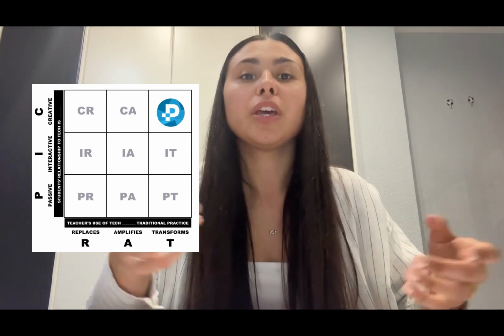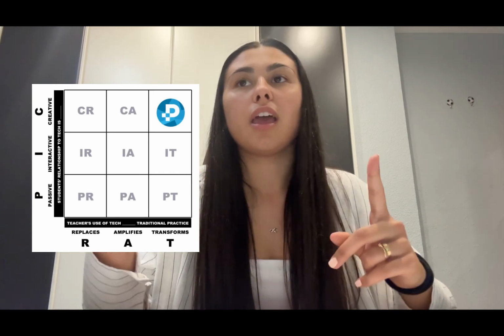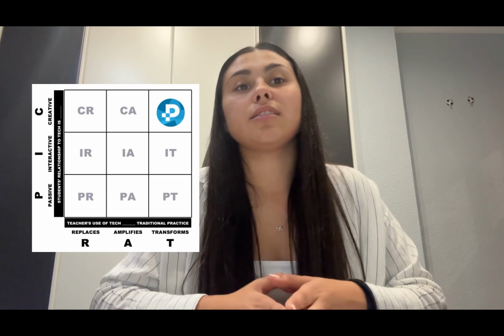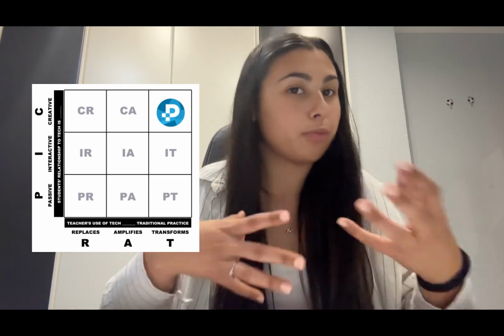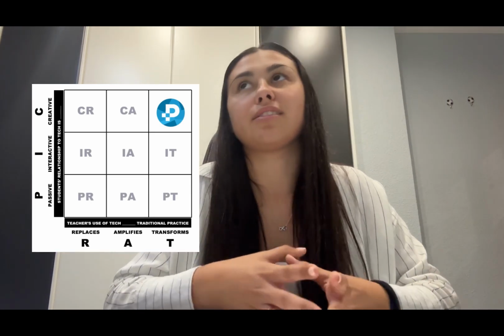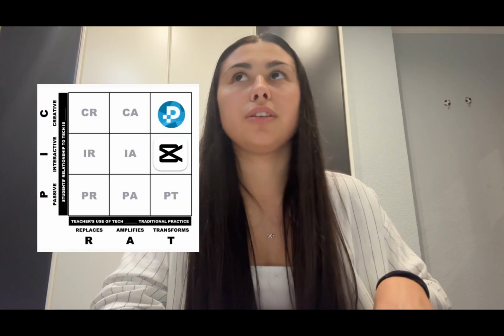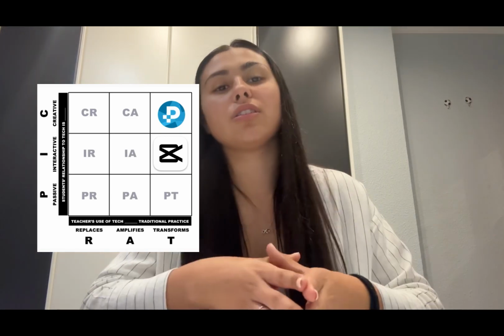using their creativity to design dialogues, scenes, characters, and then the technology is the part that transforms the activity because it's not just writing, it's creating something digital, something visual. The second app is CapCut, and I have placed it in the Interactive Transform box because students take photos of an activity that they have done previously with their hands without technology, and then they use CapCut to make the animated video.